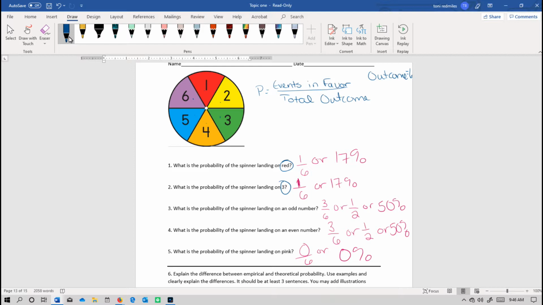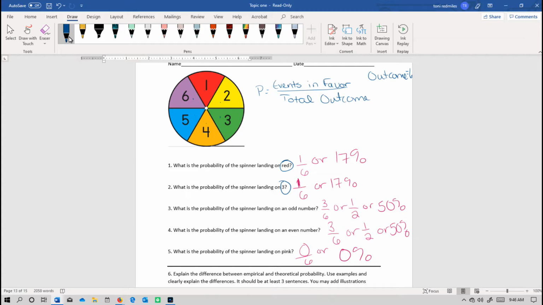There is no pink on this spinner. And I gave you this on purpose because I want you to see that if there's none, then there's no favorable event. If the numerator of a fraction is 0, the answer is 0. So it's either 0 out of 6, 0 over 6, or 0%.